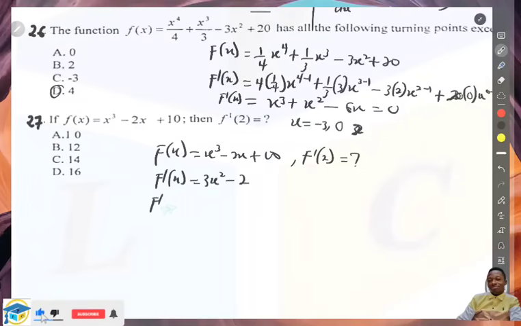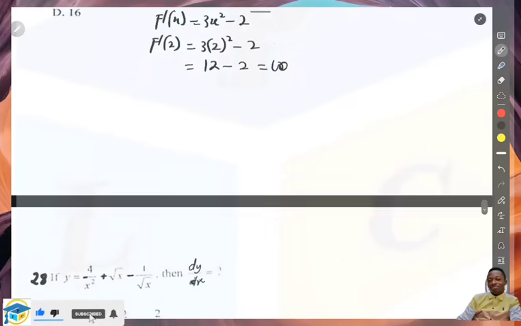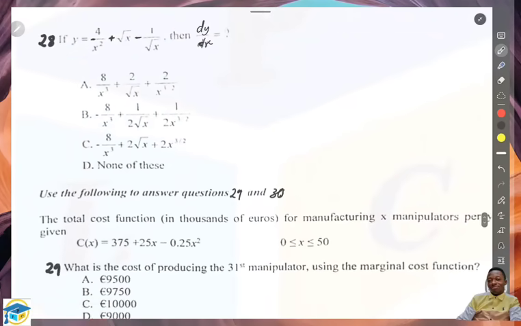So therefore, we say that f prime of 2 should be equal to 3 into bracket 2 squared, minus 2. What are we getting? 2 squared is 4. 4 multiplying 3, we are getting 12, minus 2. So we are getting 10, and that should be option A. So let's take note of that. Question number 28.